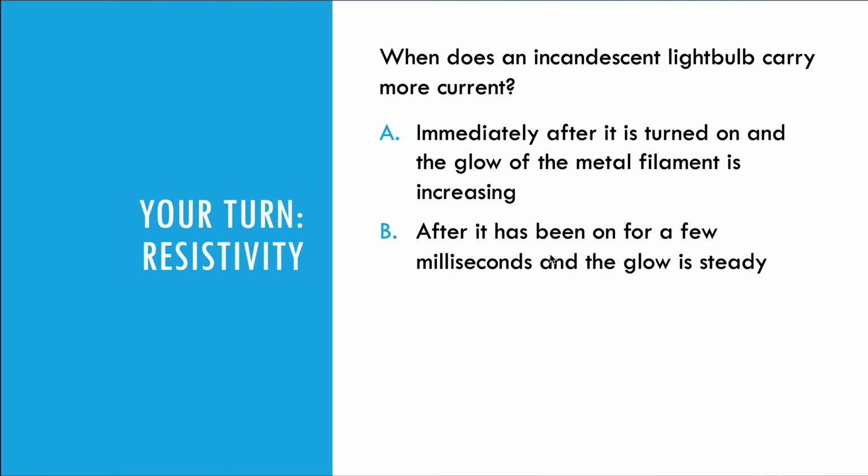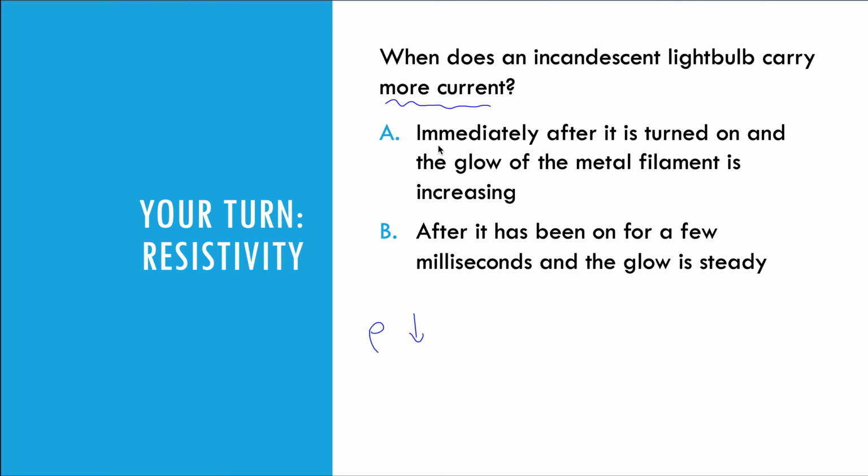So we said that resistivity usually increases with temperature. So if we want a high current, we want a low resistivity, because remember, resistivity is how much you oppose current. High resistivity means you oppose current a lot. So we want a low resistivity to have a lot of current. We have a low resistivity when we're cooler, because resistivity increases with temperature.